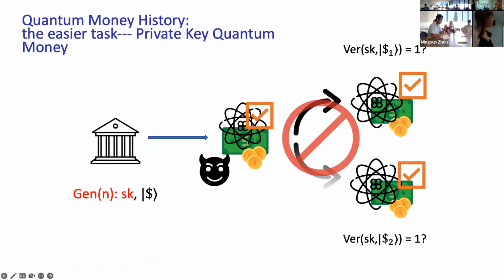Okay, just as I mentioned, the one I talked about just now is called private key quantum money. It's the easy side of building quantum money. We rely on a bank that holds on to a classical secret, which it uses to verify the money state. So that's bad. Every time Alice and Bob want to do a transaction, they have to interact with the bank in order to prove that Alice holds a valid money state. So we want something better.